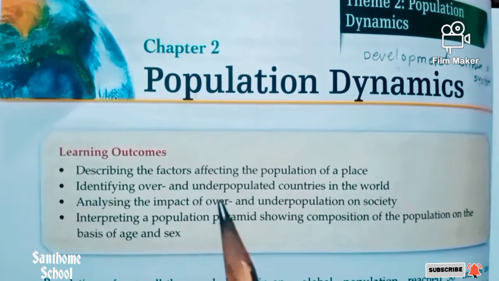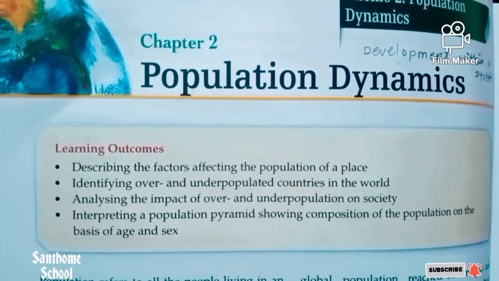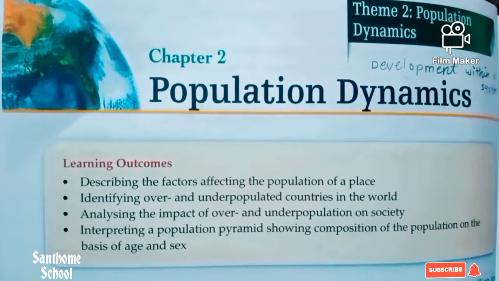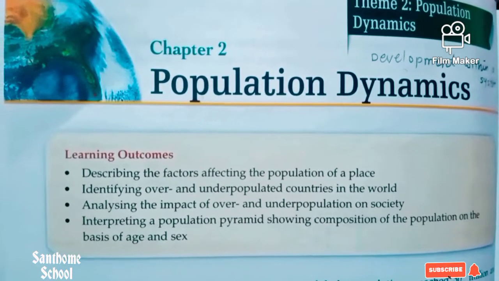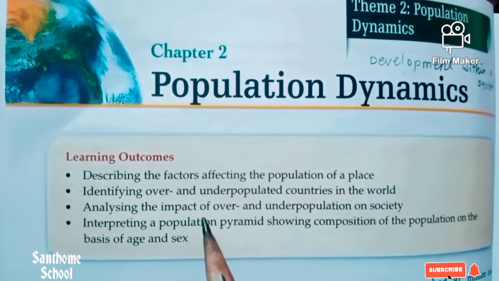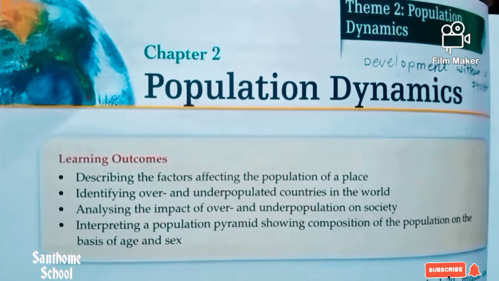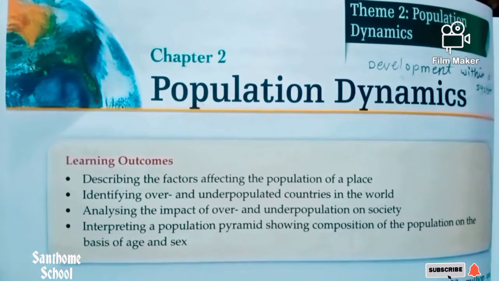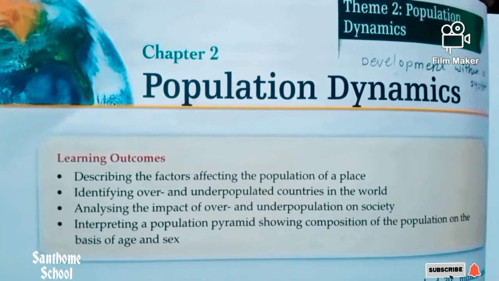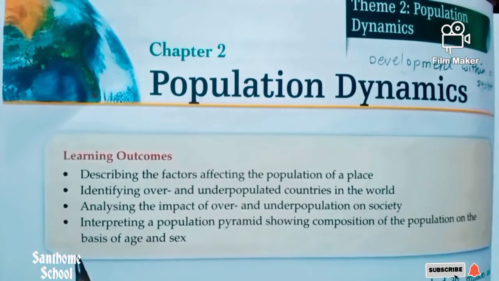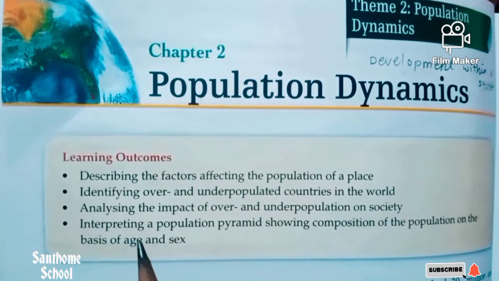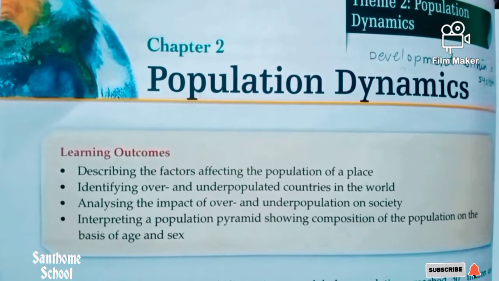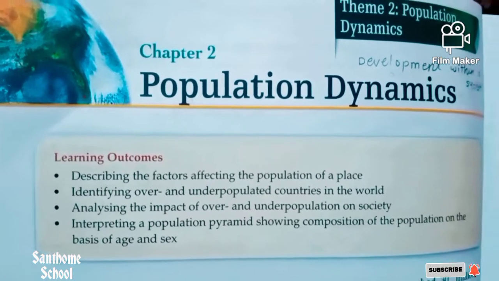identifying over and underpopulated countries in the world, why there are some countries overpopulated and why a few of them are underpopulated, analyzing the impact of over and underpopulation on society, what type of problems society faces due to over and underpopulation, and the last thing you will learn from this lesson, that is interpreting a population pyramid showing composition of the population on the basis of age and sex.